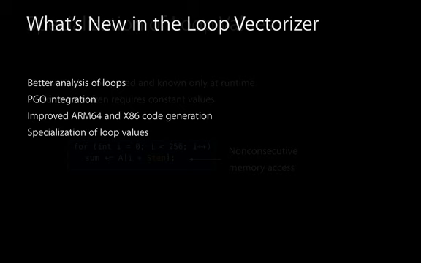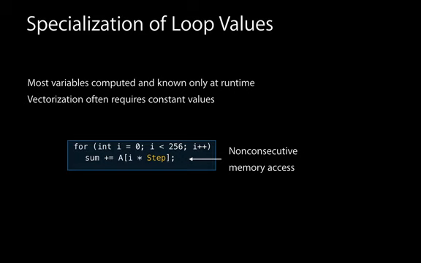And the last feature that I want to talk to you about is specialization of loop variables. So, most variables in your code are only known at runtime. These variables can be arguments or computed expressions, and the compiler doesn't know the values of these variables at compile time, only at runtime. And many times, the vectorizer cannot vectorize your code unless the value of these variables is known to be constant.